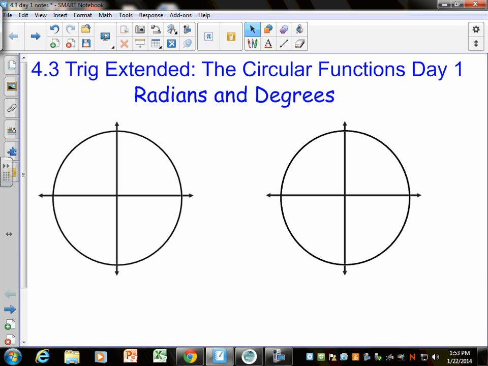Okay, so today is the first day that we're really going past what you learned in geometry class and SOHCAHTOA, besides the whole inverse trig function stuff. But today we're going to extend this to the whole circle and imagine if we went around the whole circle.